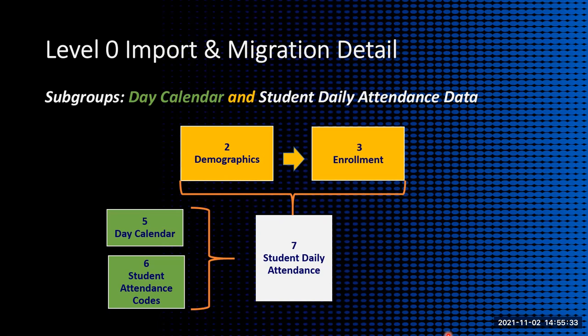Our next subgroup shows data related to calendar and attendance. This data requires demographics and enrollment foundations, and also 2 independent domains of day calendar and student attendance codes. Don't forget those 2 independent domains. You'll know pretty quickly if they are missing. When you import student daily attendance, every record will generate an error if they are not there. So after you have your 2 foundations and your 2 independent domains migrated, you can then migrate your student daily attendance and perhaps go get a coffee while this massive amount of data is loading.